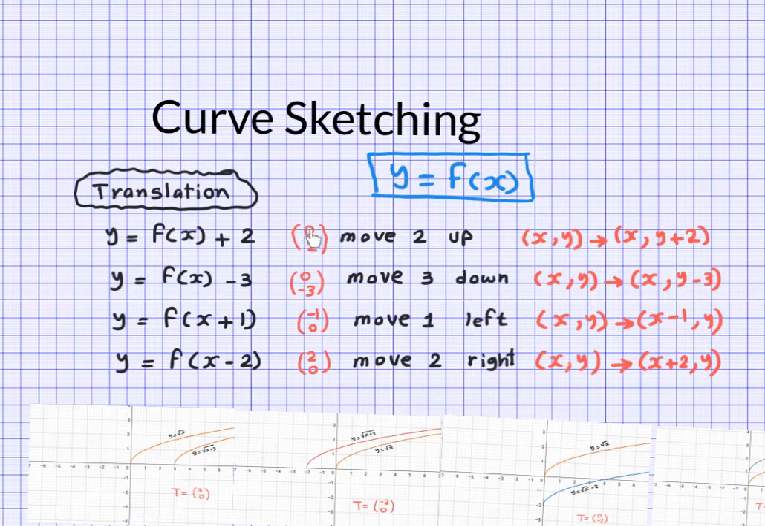This means x is unchanged, but the y increased by 2. So (0, 2) means move 2 units up for all points.